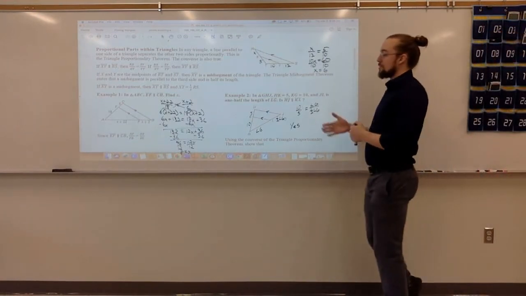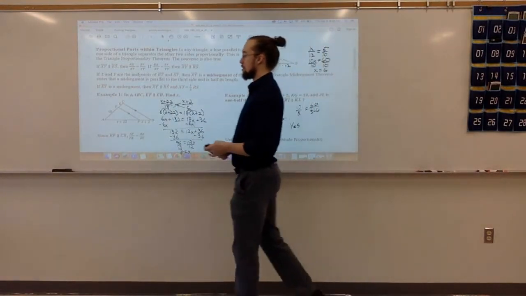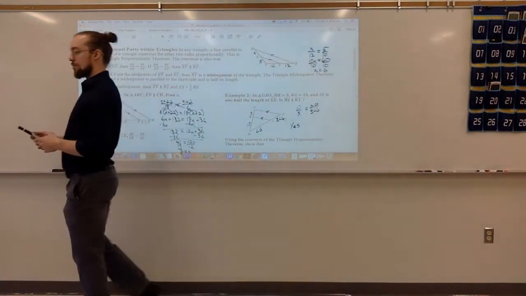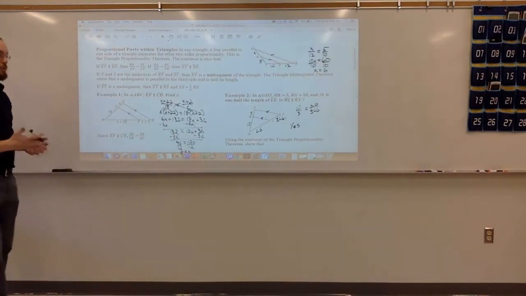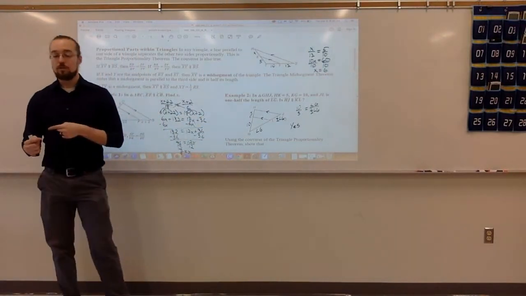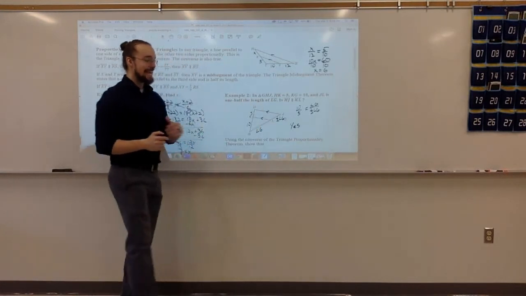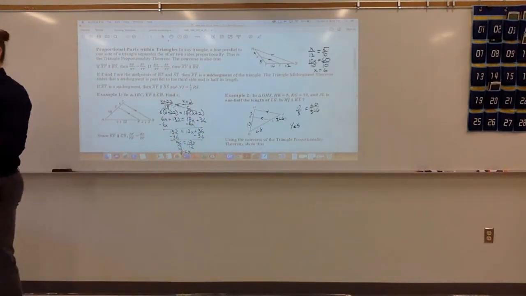We're probably not going to see too many problems like this. The problems from this section are going to be more focused on things like this first example, where we're solving for a missing piece. But just understand that we can use this statement in reverse. If we do have equal ratios here, then that means these lines are parallel.